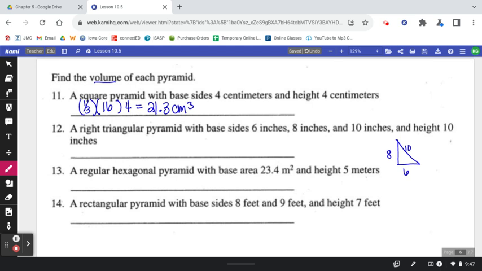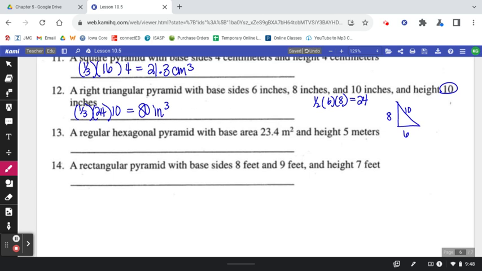All right, so first thing I need to do is 1/3. And I need the base area. So the area of a triangle is half the base times the height. So my base area is 24 times the height of my pyramid, which is 10. 80 inches cubed.